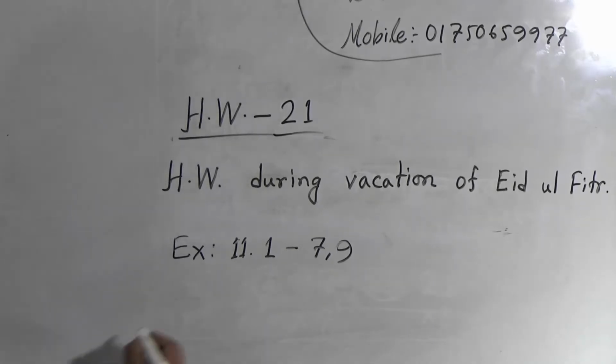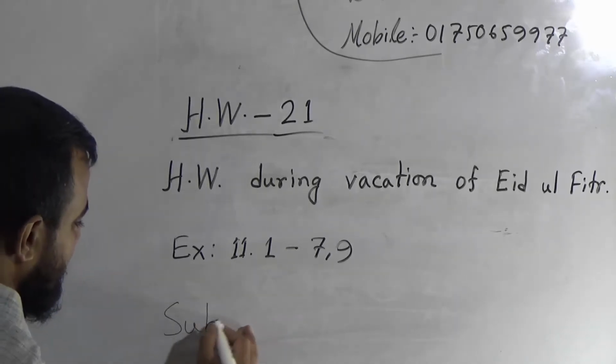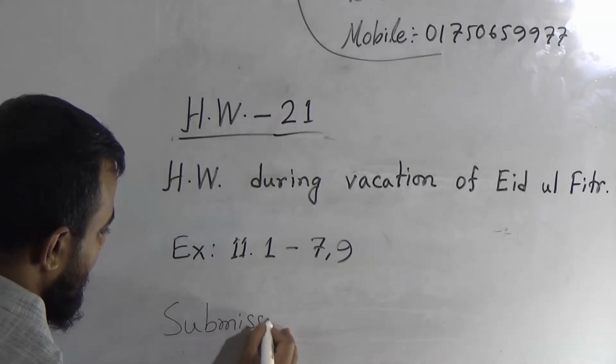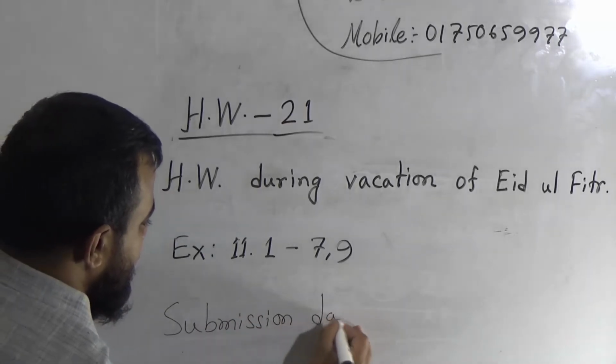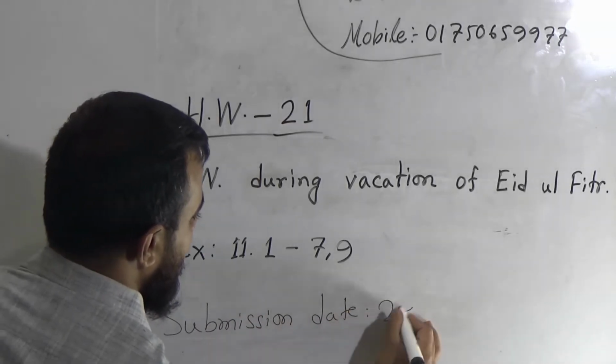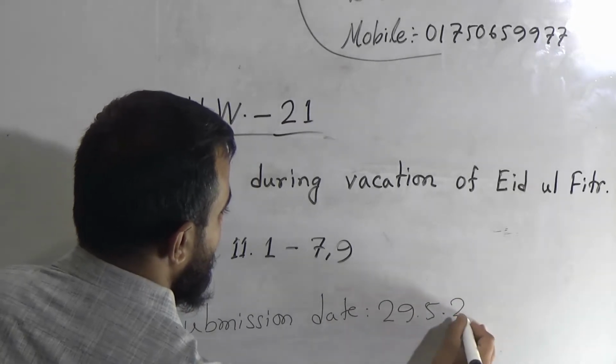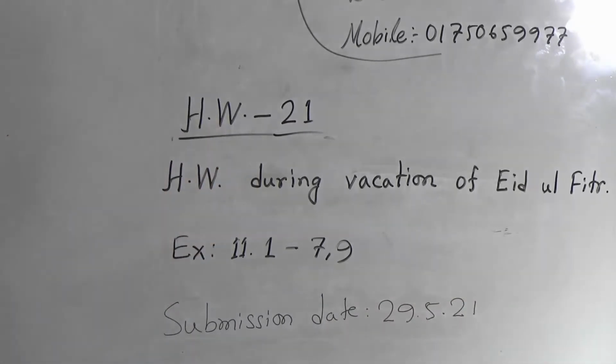And my dear students, the submission date is 29 May 2021. That means 29/5/21, you should submit the HW on that date. By solving question number 8, 10 and 11 you can solve question number 7 and 9. Now look at the board and look at question number 8 of exercise 11.1.